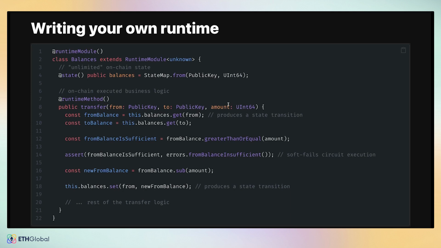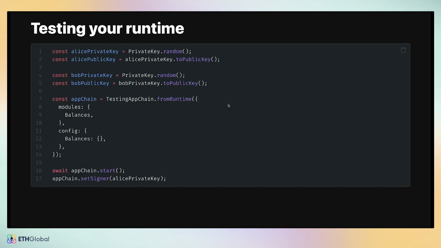So, writing your own runtime. Now you wrote a runtime module. Now, how do you create a rollup out of it? How do you create an app chain out of it? So, writing your runtime, now testing your runtime, right?